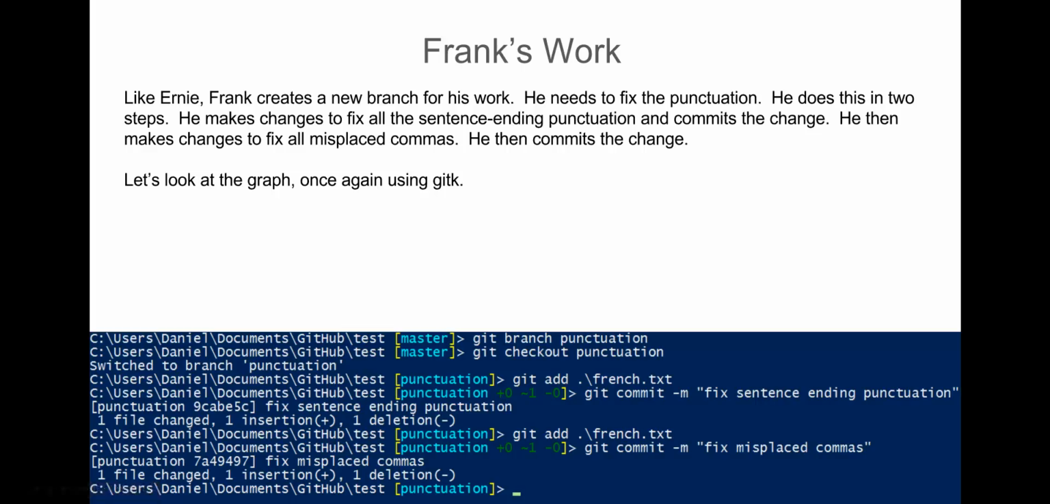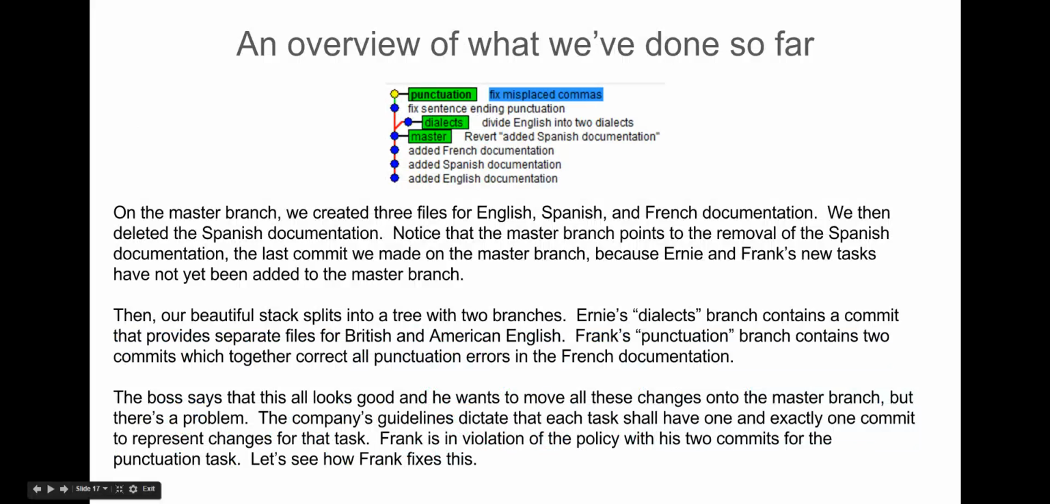So let's look at the graph once again with gitk. So now we can see three branches. Each one is highlighted in green. So the master branch is back at revert added Spanish documentation, as we talked about before. We have a dialects branch with a commit that says divide English into two dialects.